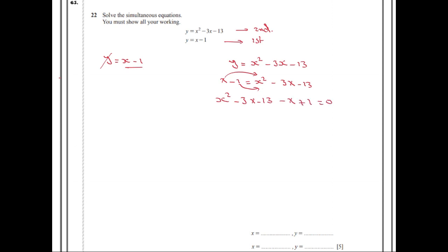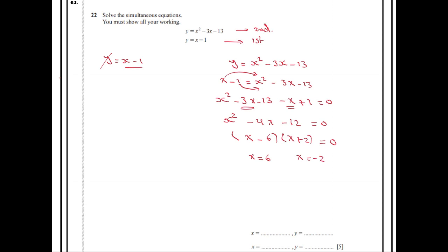Collecting the like terms: x squared, negative 3x minus x equals negative 4x, negative 13 plus 1 equals negative 12. الكلام ده equals 0. Factorization as a trinomial: x minus 6, x plus 2. You can do it mentally or you can do it by using your calculator mode 53 as you like. x equals 6, x equals negative 2.